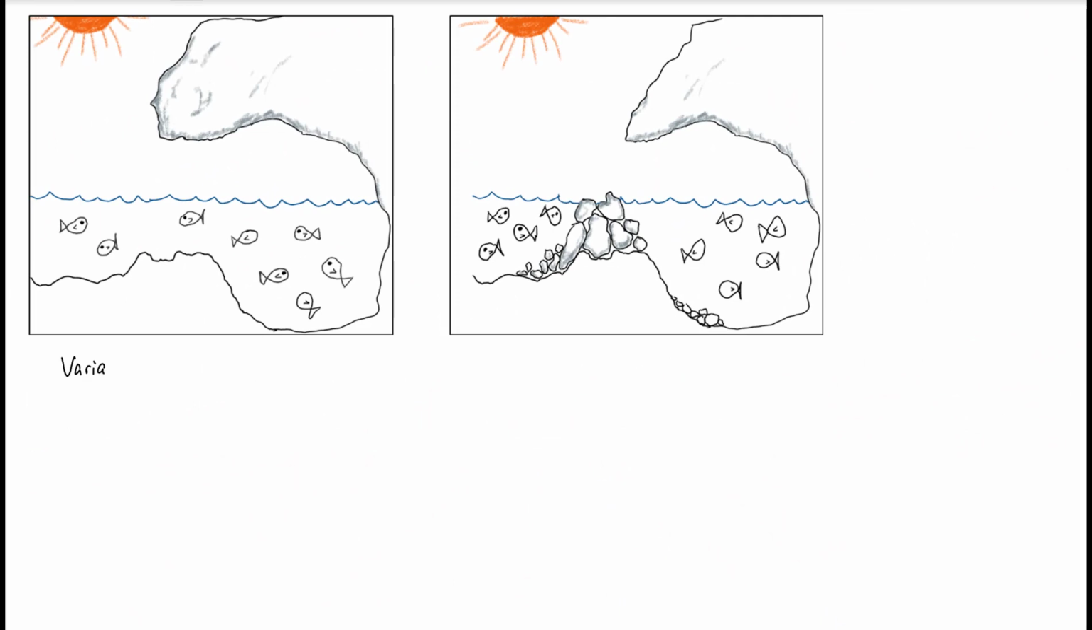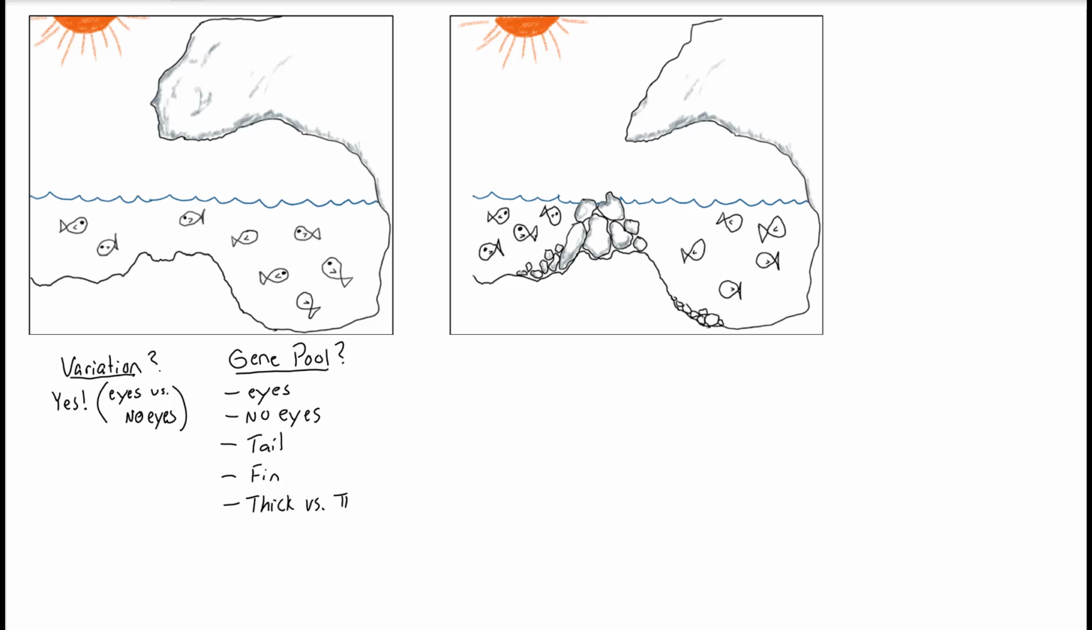New environment, new scenario. We have some fishies. Is there variation? You betcha. There are some fish with eyes, and there's a fish or two with no eyes. What's the gene pool like for these fish? Well, we have eyes, no eyes, thick versus thin tails. You have an oblong body. You have little fins, big fins. Any characteristic you could find makes up the gene pool. All the characteristics present. In picture 2, it looks like a massive change happened.